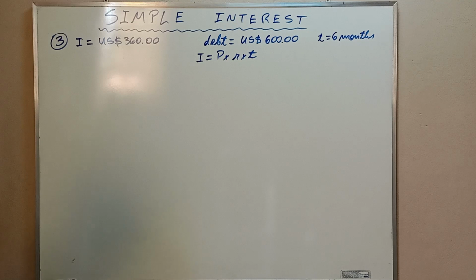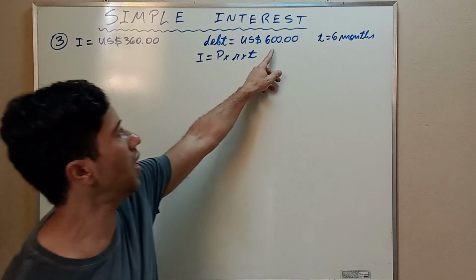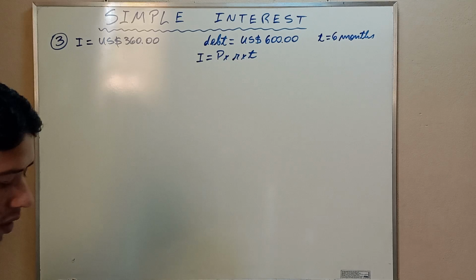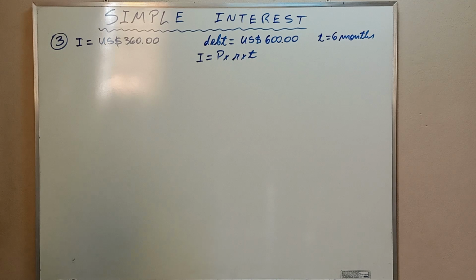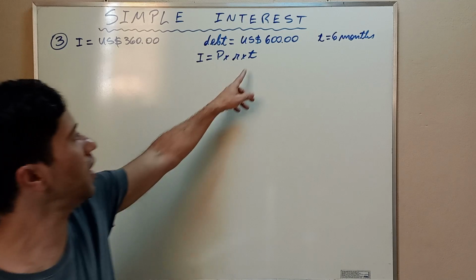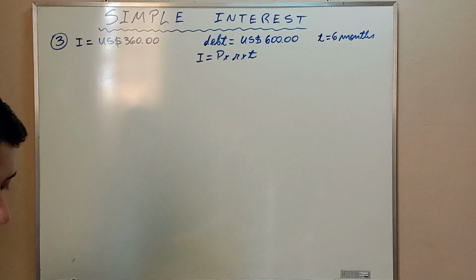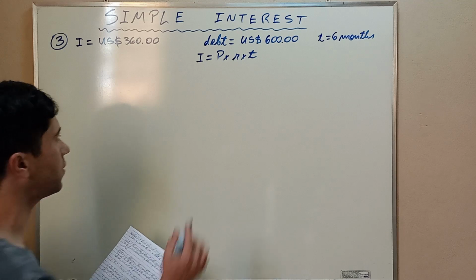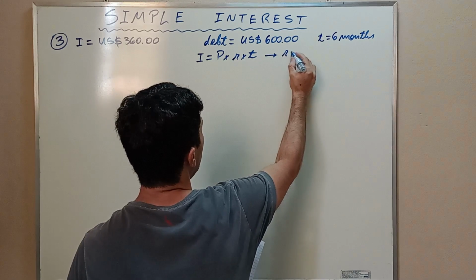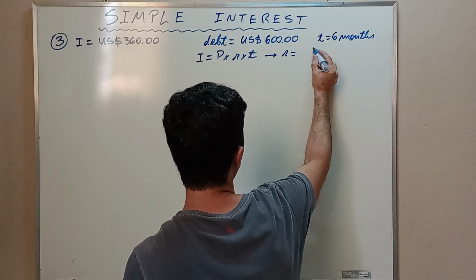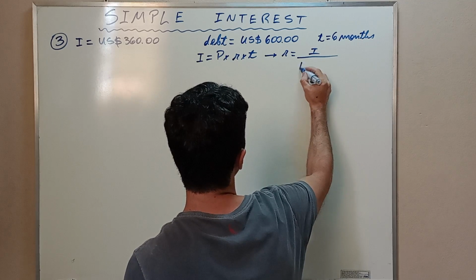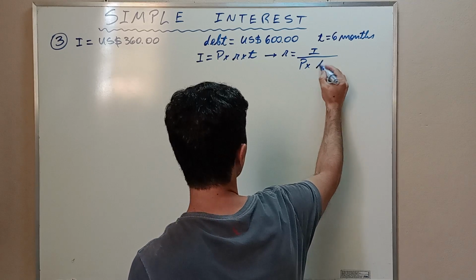Interest is equal to the principal times the rate times the time. Okay, the principal was said to be $600, and the interest rate we want to calculate, and the time is 6 months, and the interest $360. Okay, we have everything to use the formula and calculate what the exercise wanted. So the rate will be equal to the interest divided by the principal times the time. Okay?